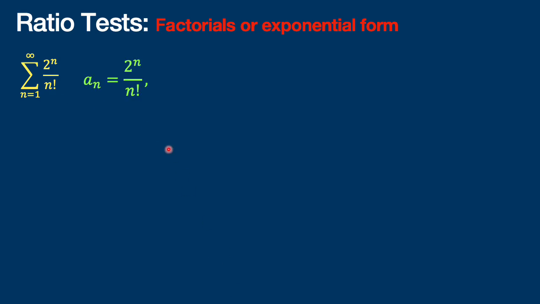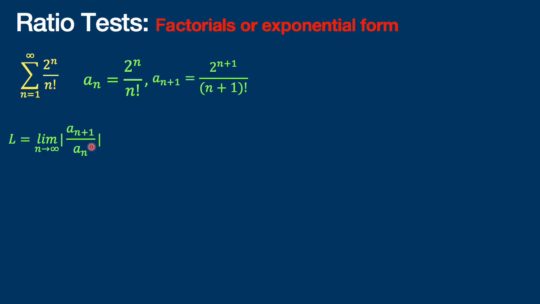First, what is a_n? a_n equals 2 to the n over n factorial. We need the next term, a_(n+1). You're going to replace n with n plus 1. So a_(n+1) equals 2 to the n plus 1 over (n plus 1) factorial. Now, we're going to calculate the ratio of consecutive terms and take a limit. L equals the limit as n approaches infinity of a_(n+1) over a_n.